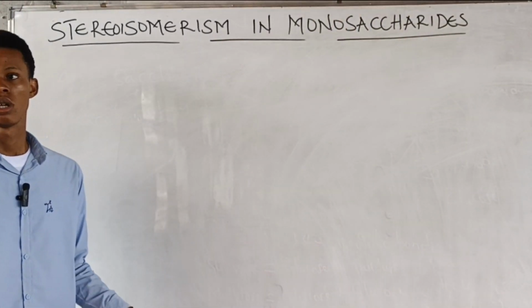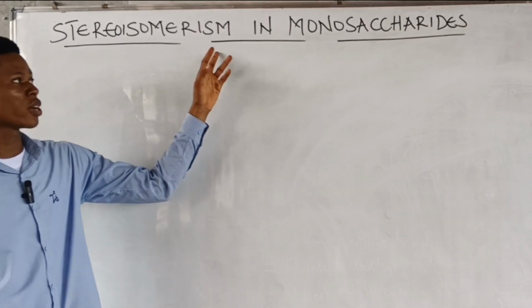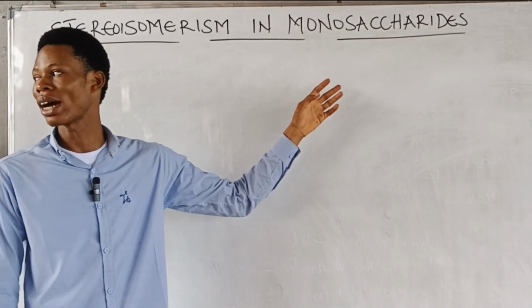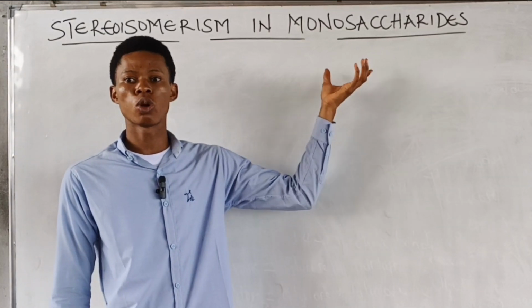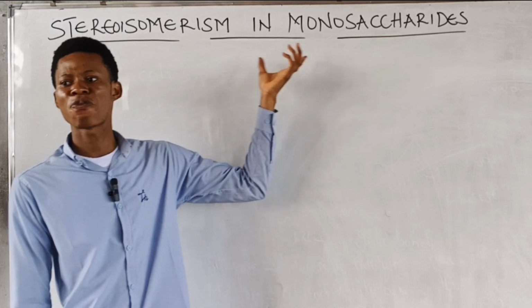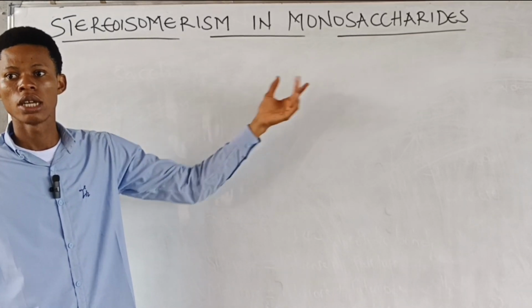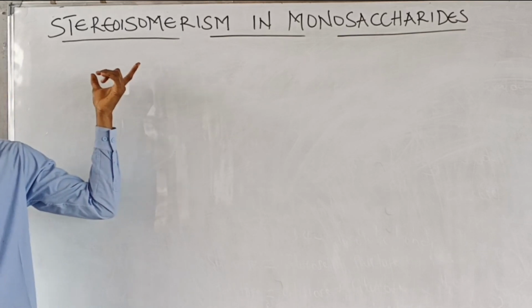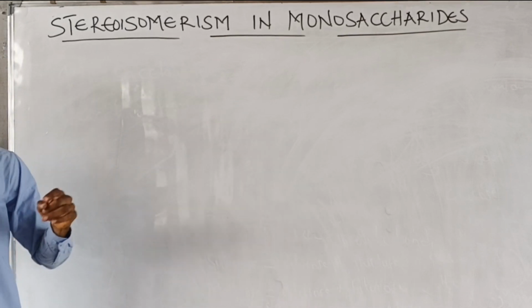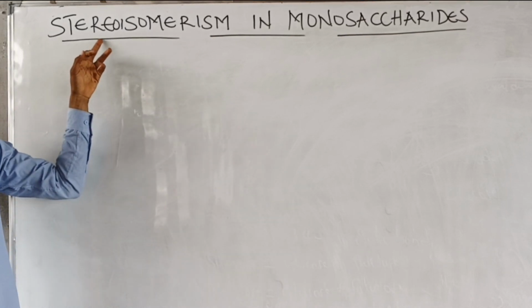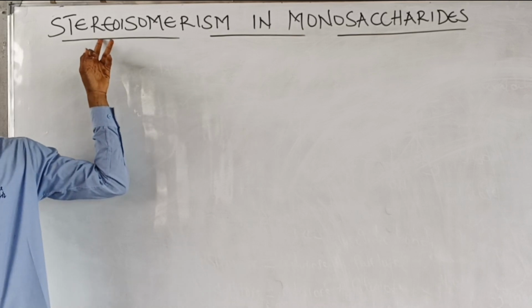Let's look at stereoisomerism in monosaccharides. Now, we've seen what monosaccharides are. First, before we look at the stereoisomerism in monosaccharides, let's know what stereoisomerism is, or what stereoisomers are. Stereo means orientation in space.